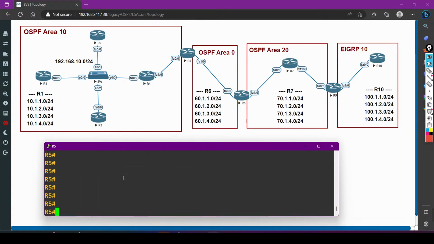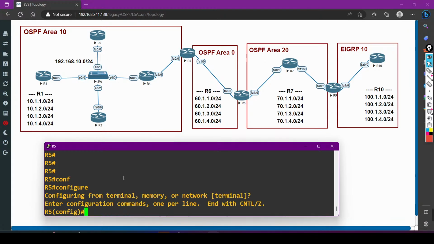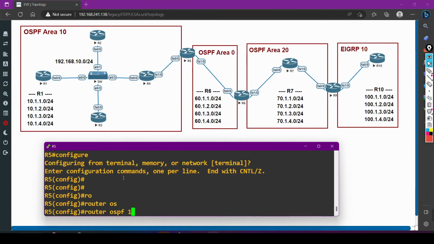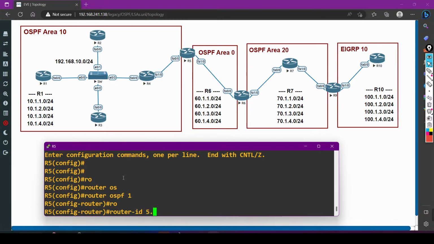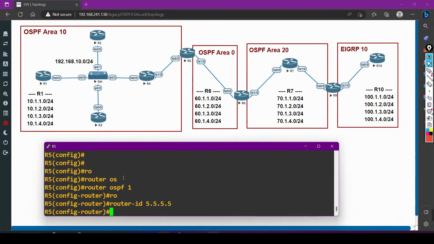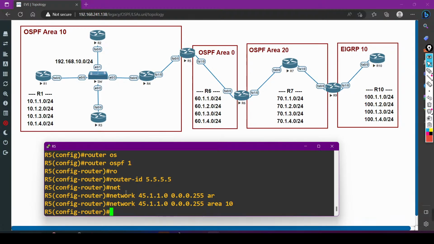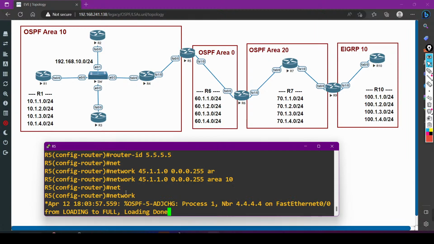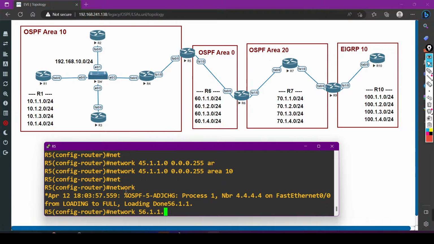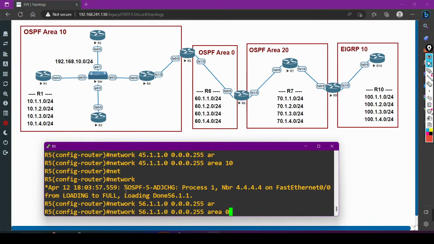Okay, now here I am going to configure OSPF. The command will be router ospf 1 and router-id 5.5.5.5 and network 45.1.1.0 0.0.0.255 and area 10, because this F0/0 interface is in area 10, and network 56.1.1.0 0.0.0.255 in which area? In area 0. Yes or no? So now I am not going to advertise this interface in area 0.